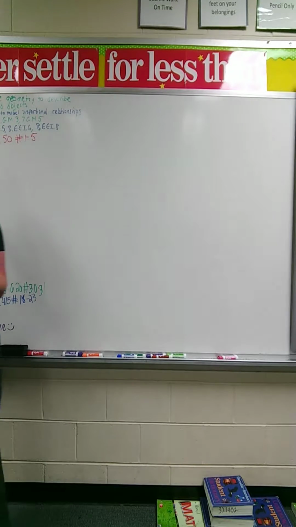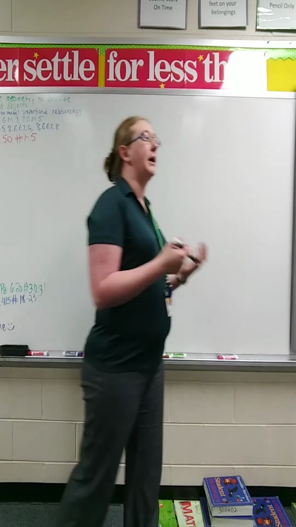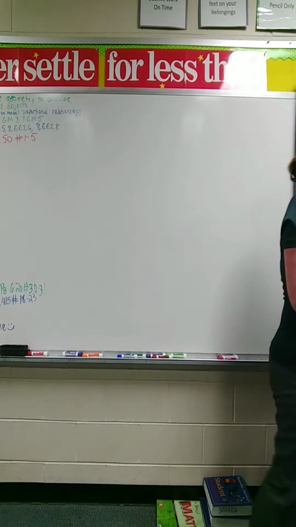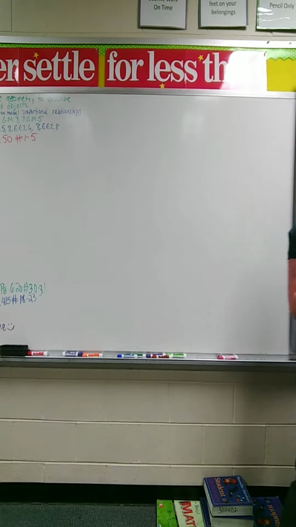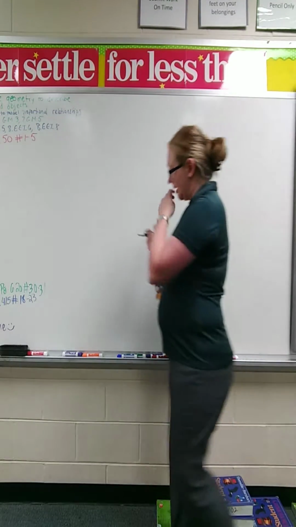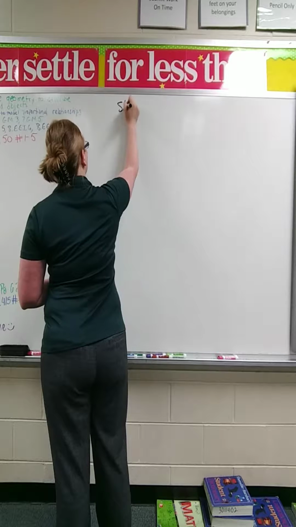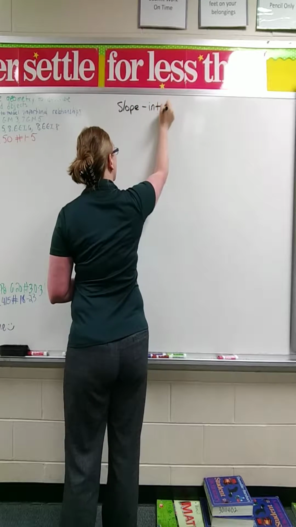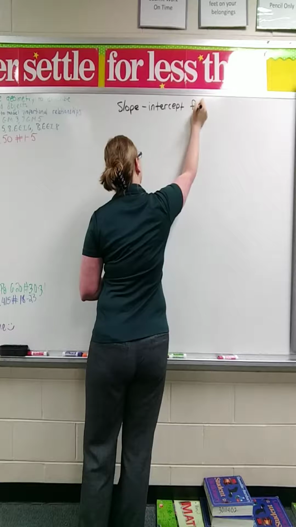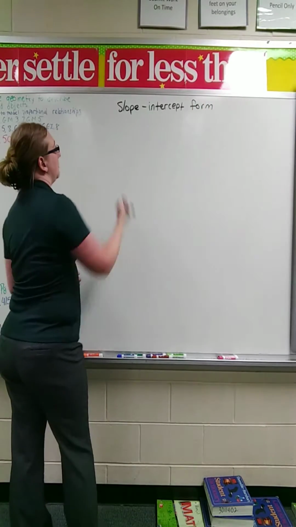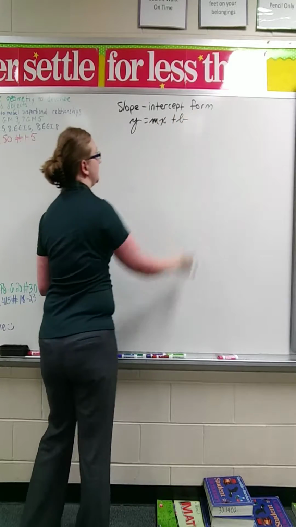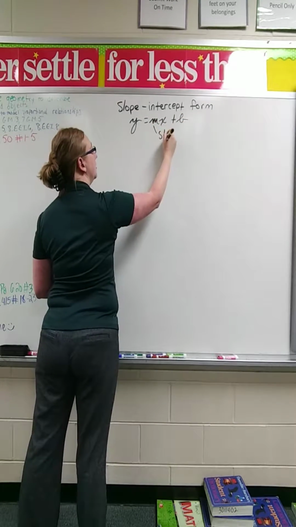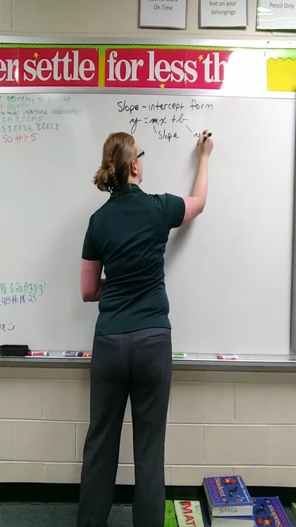Slope-intercept form is the way in which we write an equation for a line that gives us the slope and the y-intercept. By doing that, it makes it really easy to graph. Okay? So, slope-intercept form, we use the format y equals mx plus b, where m is our slope and b is our y-intercept.